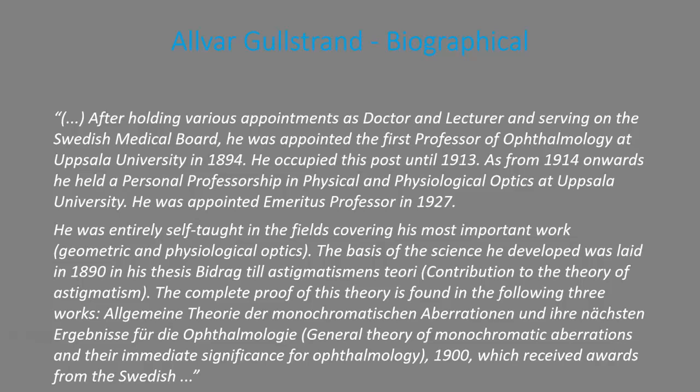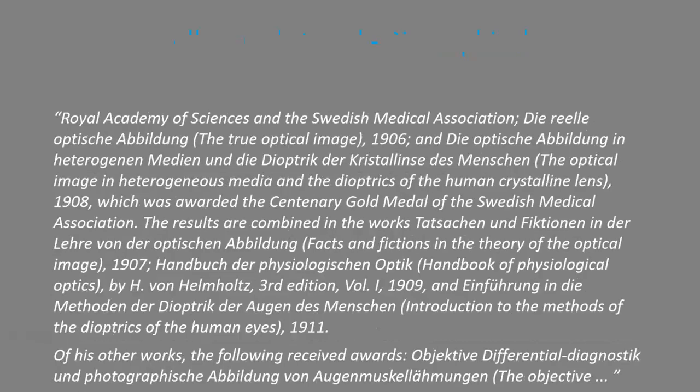The complete proof of his theory is found in the following three works: Allgemeine Theorie der monochromatischen Aberrationen und ihre nächsten Ergebnisse für die Ophthalmologie, this means General Theory of Monochromatic Aberrations and their immediate significance for ophthalmology, from 1900, which received awards from the Swedish Royal Academy of Science and the Swedish Medical Association.